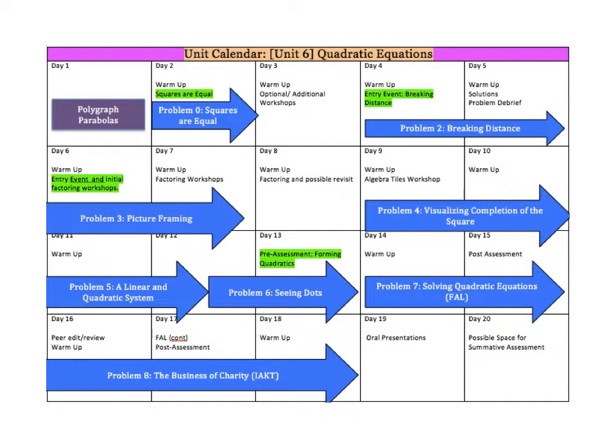I will say that I really do like this first sort of pre-problem, especially getting back into the swing of things, about the polygraph parabolas. That's a little activity from Desmos that I think is really good. It's sort of like Guess Who, but for parabolas, which is pretty clever.